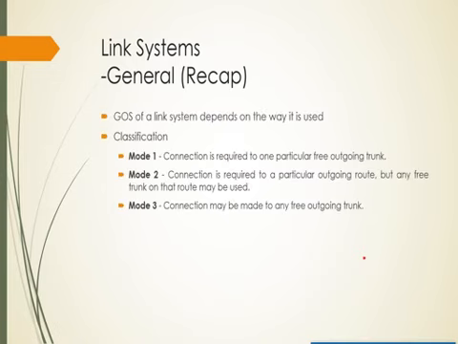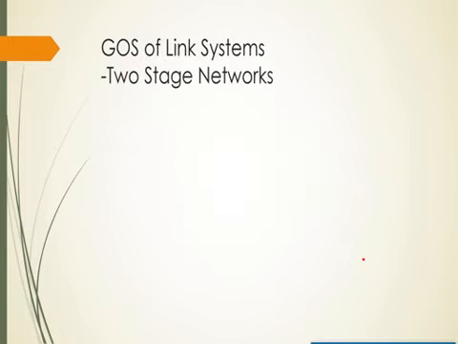Now previously we had discussed something related to modes in the previous case. That is, mode 1 indicates that we have a connection which is required to one particular free outgoing trunk. Then in mode 2, a connection is required to a particular outgoing route, but any free outgoing trunk can be utilized. Then the third one, a connection can be made using any of the links and any of the free outgoing trunks. Based on these we have different specifications.